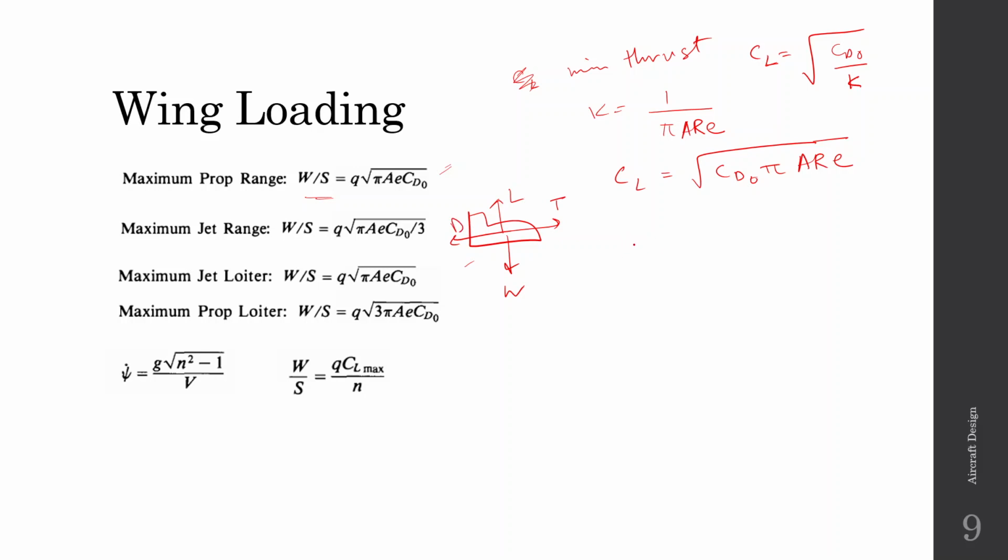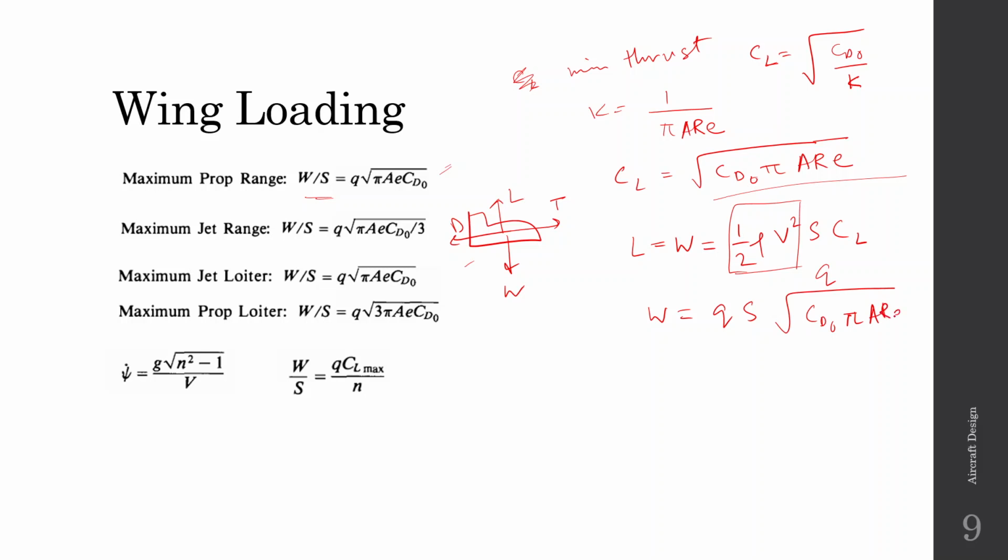in cruise we can write that lift, which is also equal to the weight, this is equal to half rho v square S CL, and this half rho v square is called the dynamic pressure, also represented by q. So we can write W equal to q S CL, and CL you can replace by this quantity, and you can divide by S to get the wing loading.